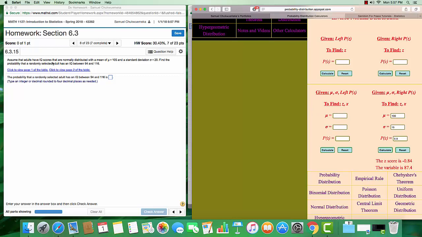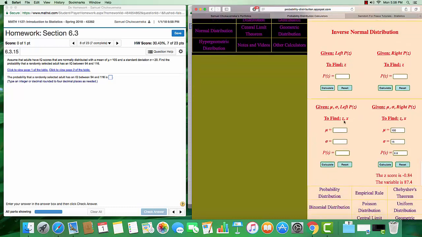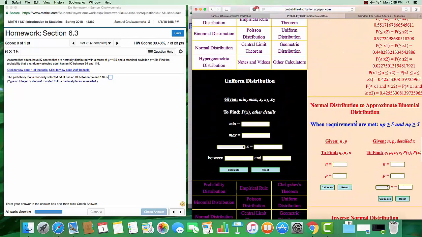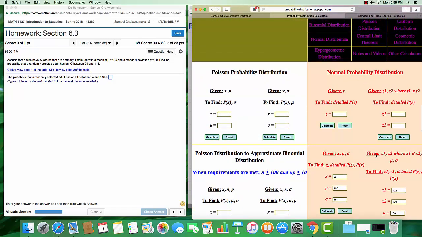Assume that adults have IQ scores that are normally distributed with a mean of 105 and a standard deviation of 20. Find the probability. So they're asking for probability. They're not asking for the score, the z-score or the variable. So you only use the inverse normal distribution if they're asking for the z-score or the value of the variable. But if they're asking for the probability, you have to use the normal probability distribution.